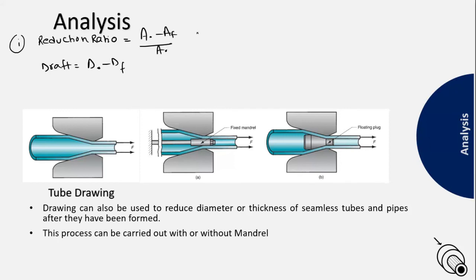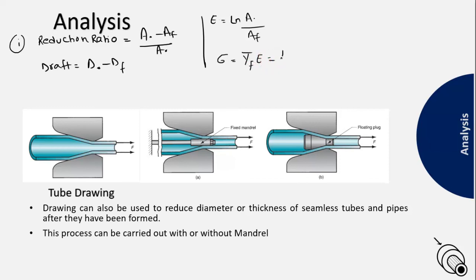Again, as in the extrusion, we have the strain here. The value of strain would be equal to the natural log of initial area divided by the final cross-section area. And based on this strain, the stress required would be equal to flow stress into the strain.